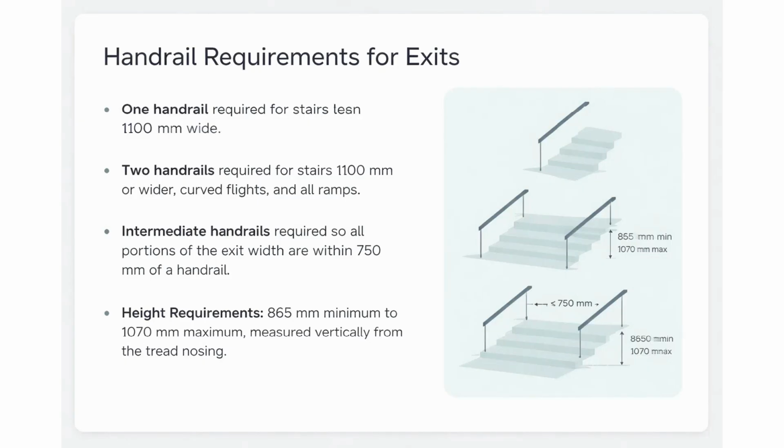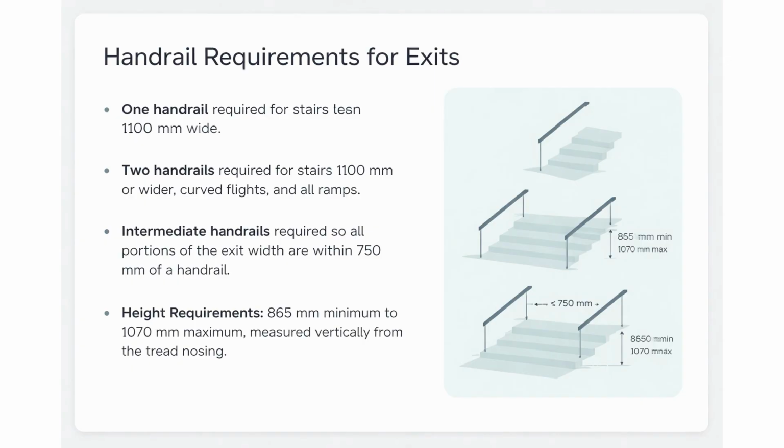The rules are highly specific. Stairs narrower than 1100 millimeters need only 1 handrail, but wider stairs, curved flights, and all ramps require handrails on both sides. Furthermore, for very wide monumental stairs, intermediate handrails must be installed so that a person is never more than 750 millimeters away from a graspable surface. The height is also strictly regulated, between 865 and 1070 millimeters, to ensure ergonomic support during a panic situation.